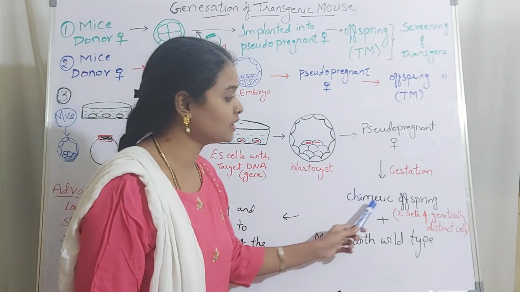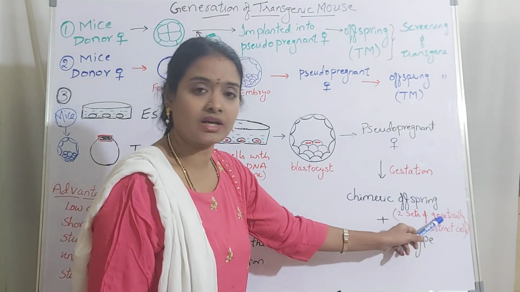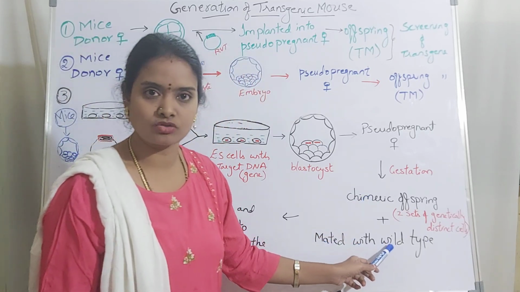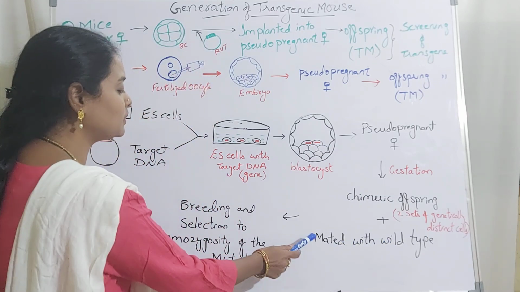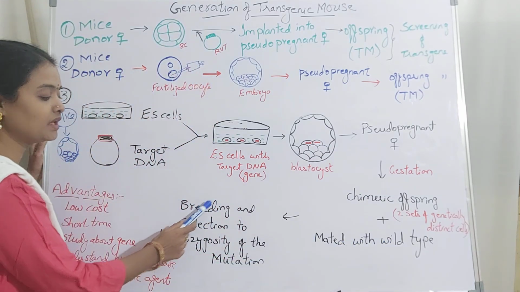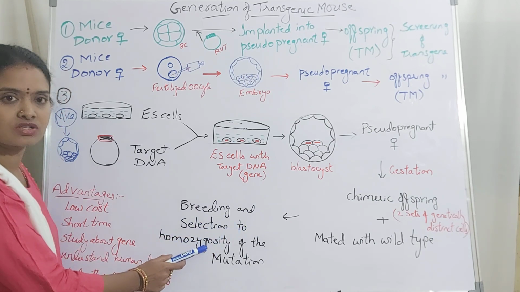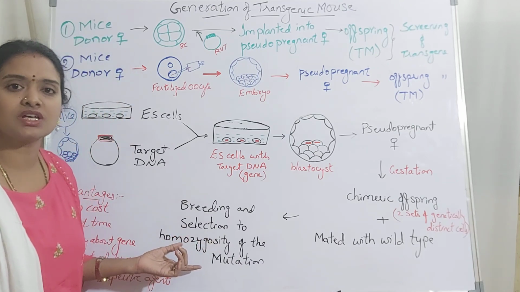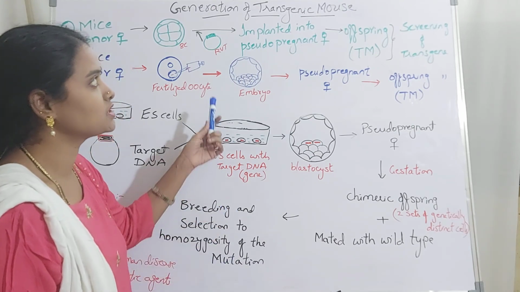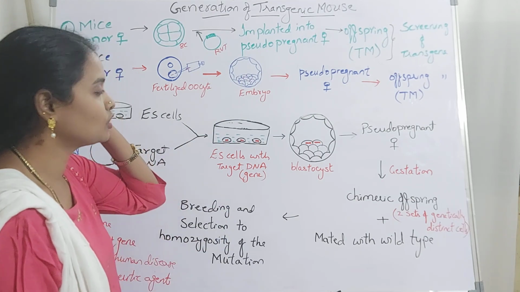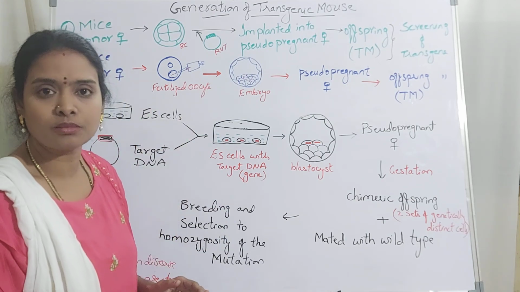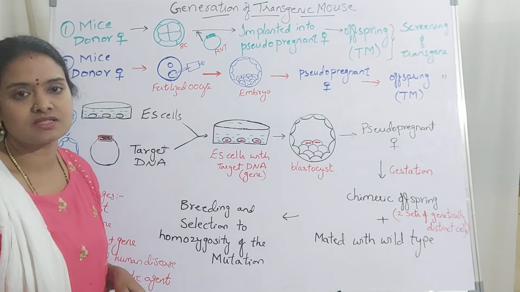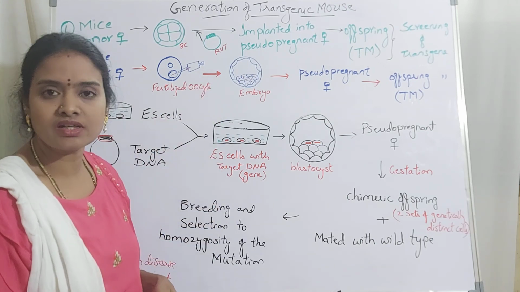Here the chimeric offspring, which has two sets of genes, is again mated with a normal wild type mouse. Once it is mated with the normal wild type mouse, then comes breeding and selection to homozygosity of the mutation. You will be checking for the homozygosity of the mutation and then you will be shifting these animals for research. It can be your gene knockout mouse or gene knock-in mouse, right, or model animals, or mouse models for cancer. Like this they have various applications.